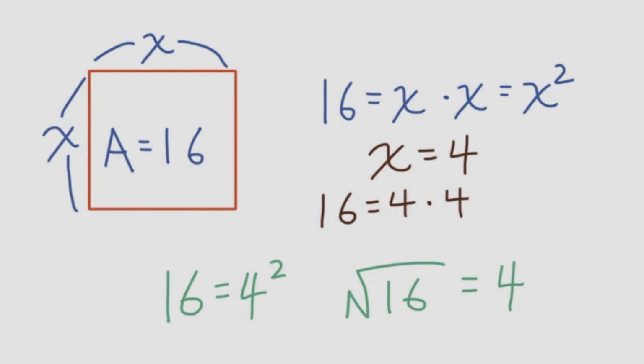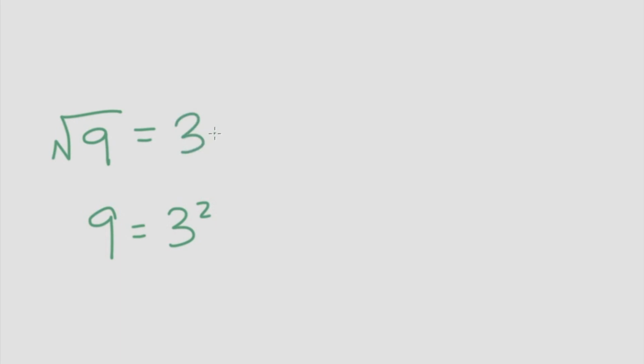Let me give you a couple more examples to show you exactly what I mean. For example, let's say I had the square root of 9. What's this equal to? Well, I know 9 is equal to 3 to the power of 2, because 3 times 3 is 9, so that's why the square root of 9 becomes 3. So I multiply 3 by itself, and then I get 9.